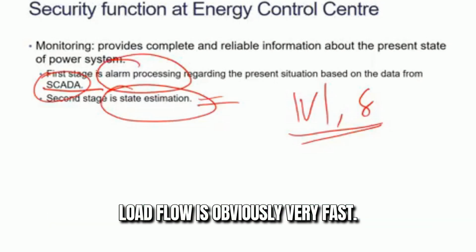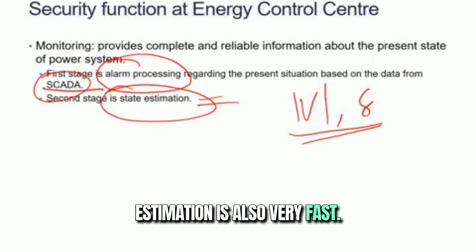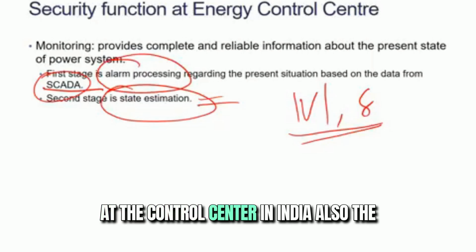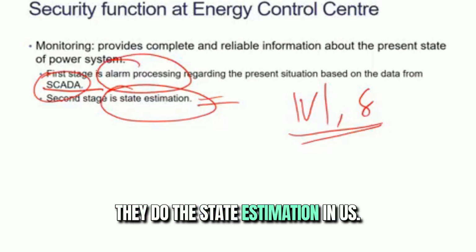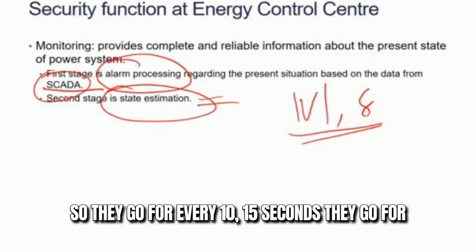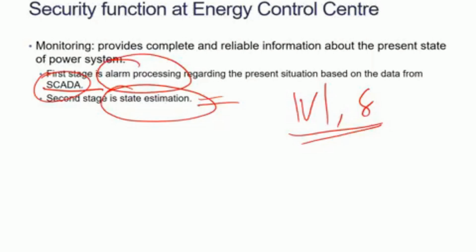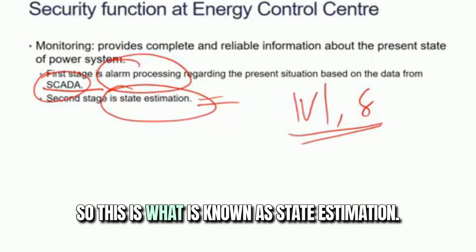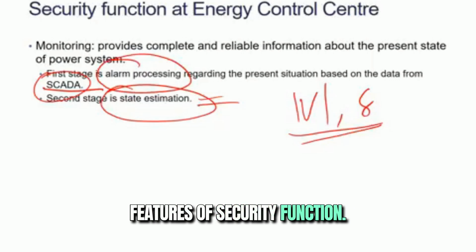This is what is done in state estimation, and this is a very fast process, similar to load flow. Load flow is obviously very fast, but similar to load flow, state estimation is also very fast. At the control center, in India also, the state estimation happens every 1 minute. In the US and Europe, they have even more advanced systems, so they go for one run of state estimation every 10-15 seconds to ensure everything is fine. Right, so this is what is known as state estimation. So these are the monitoring features of security function.